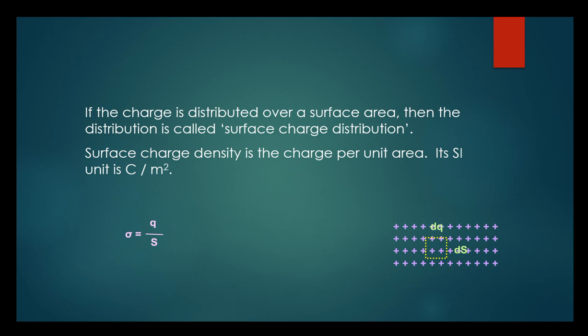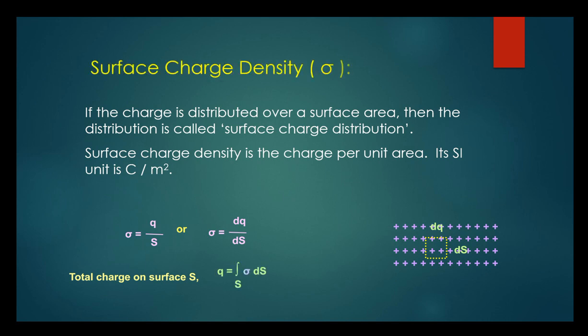Sigma is the symbol of surface charge density, which is defined as charge per unit area. We have taken area as S. For a very small element, we can take sigma as dq by ds. Total charge on the surface S can also be written as we had written for linear charge. Total charge can be found by integrating sigma with respect to ds over entire area, and we can find the total charge. This was surface charge density.